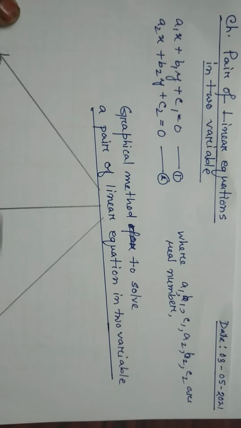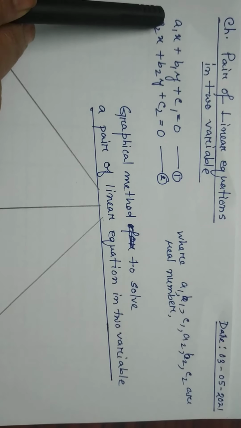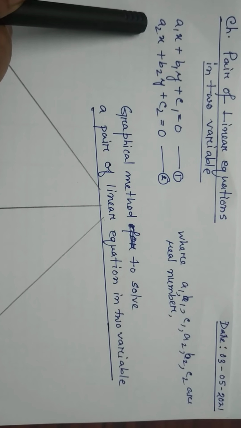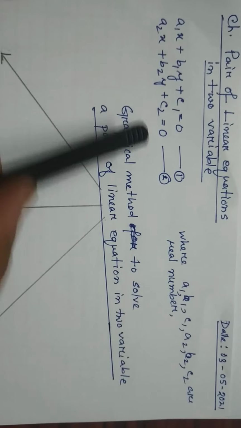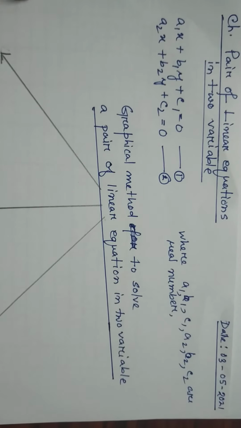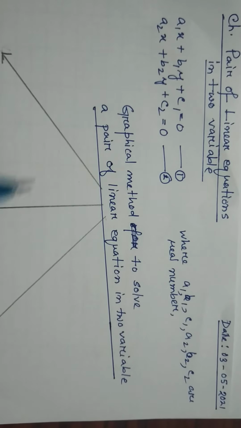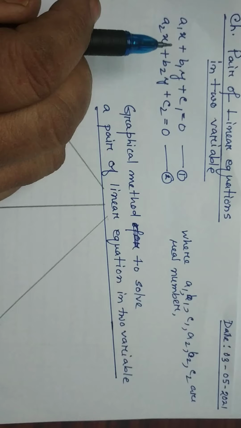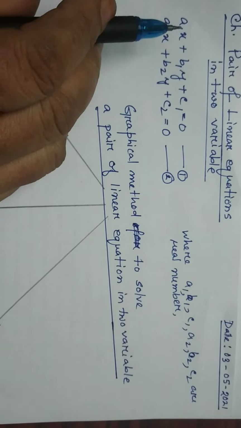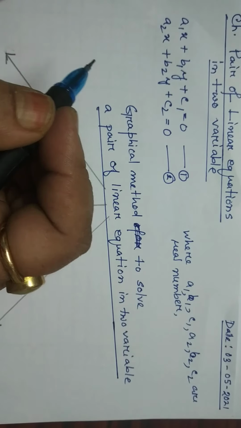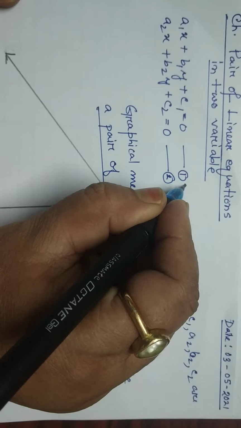Next, if these two, a1x plus b1y plus c1 equal to 0 and a2x plus b2y plus c2 equal to 0, where a1, b1, c1 and a2, b2, c2 are real numbers, this pair of linear equations, if we want to solve graphically, that means the graphical method, then we know that a linear equation in two variables represents a straight line. How many linear equations are there here? A pair means two linear equations. That means two straight lines will form.